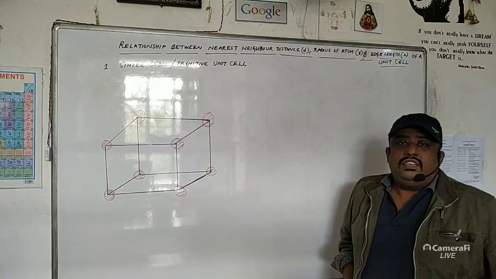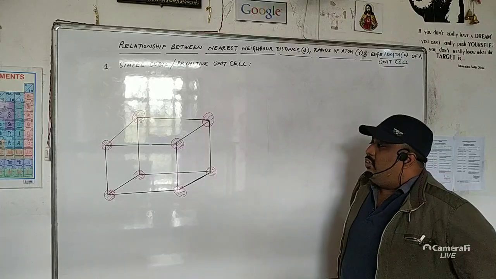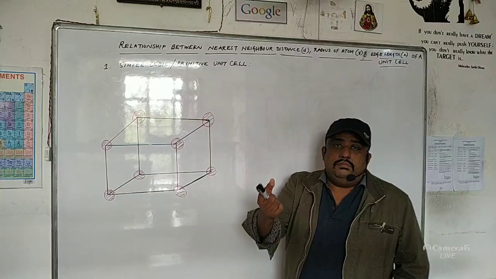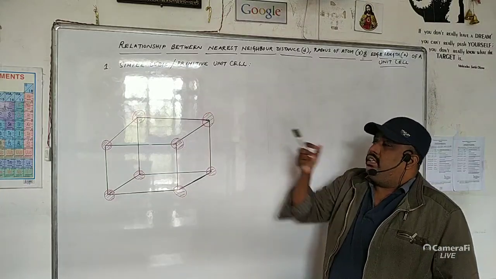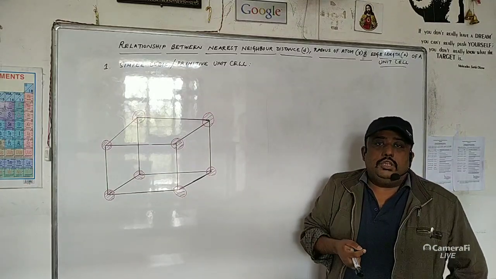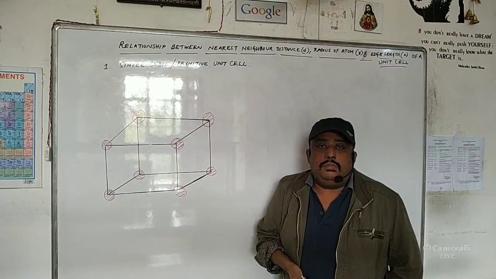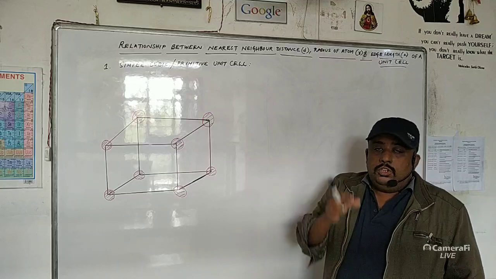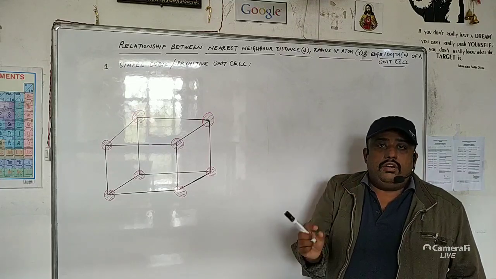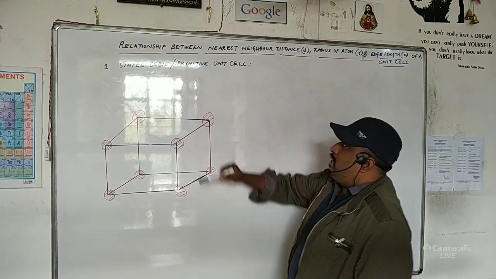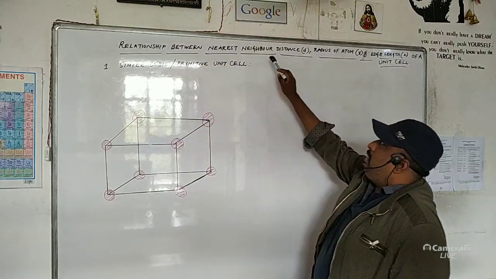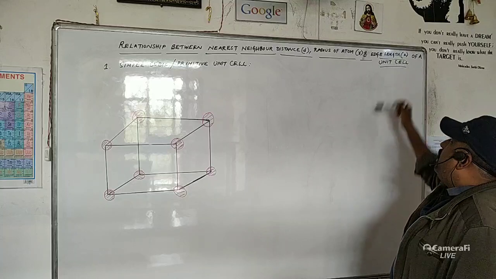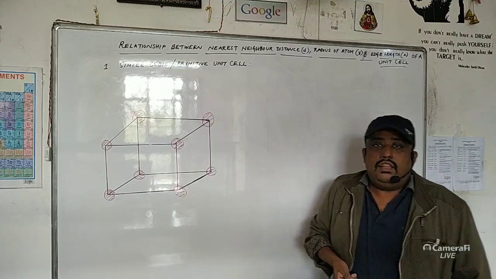Okay, my dear students, in the previous video you have already seen the different types of unit cells: the simple cubic unit cell or primitive unit cell, then the body-centered cubic unit cell and the face-centered cubic unit cell. So based on that prior knowledge, today let us discuss the relationship between the nearest neighbor distance d, the radius of an atom r, and the edge length a of a unit cell.